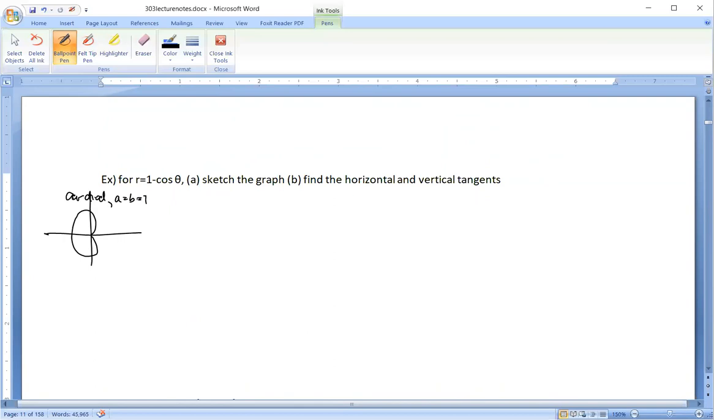Next, let's find the horizontal and vertical tangents. To do that, we need, in the one case, the slope to be 0, and in the other case, for a vertical tangent, we're going to have a 0 in the denominator for the slope. So what is the slope? The slope is dy dx, which, using our parametric equation technique, is dy d theta over dx d theta.